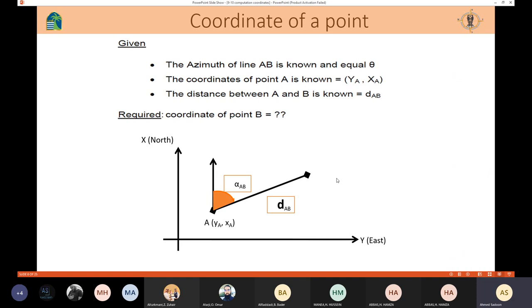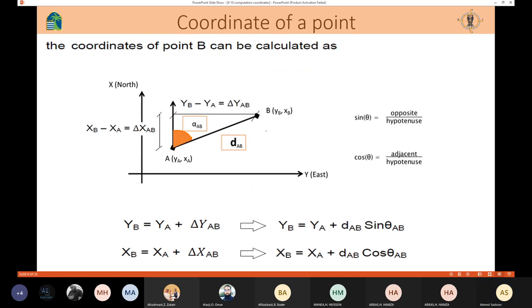What we want is the coordinate of the ending point. So in this scenario, you will be given the coordinate of the first point, the distance between the two points, and the angle, the azimuth of the line. And it's required to determine the coordinate of the ending point. You should determine YB and XB.